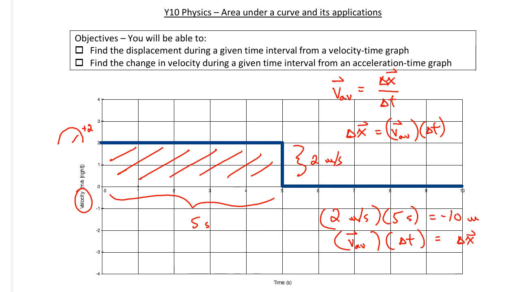This 10 meters is positive 10 meters or 10 meters right, because that's how we've defined the positive direction. Again, what we've done is we've multiplied our time by our average velocity, and we've gotten our displacement. The area under the curve of a velocity time graph gives the displacement.